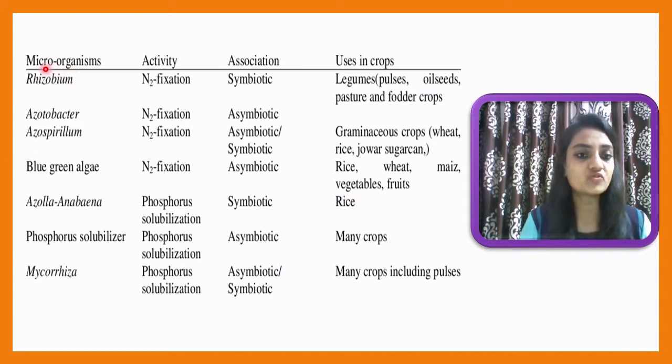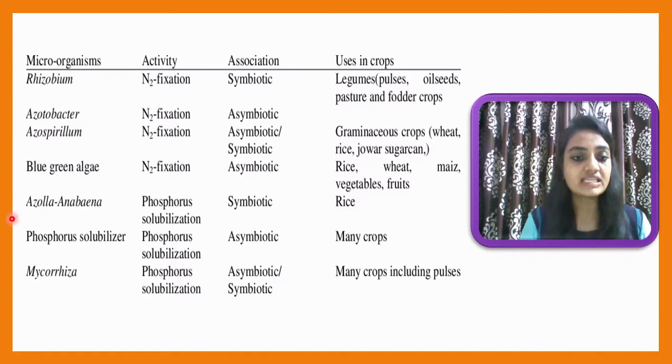So the first organism is Rhizobium, which we have already discussed, and that will do nitrogen fixation, that is symbiotically attached. Okay, and these are the crops. Then second is Acetobacter, that will also do nitrogen fixation. Asymbiotic means free living. Azospirillum will also do nitrogen fixation, it is also free living, though there may also be symbiotically attached. Then BGA, that is the cyanobacteria, blue-green algae, will also do nitrogen fixation and they are also asymbiotic.